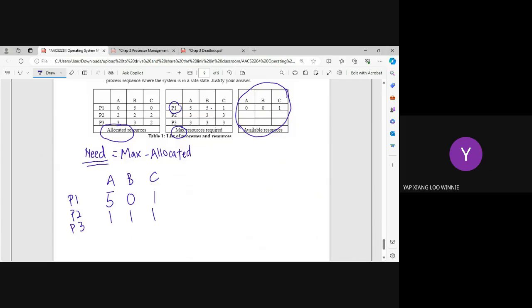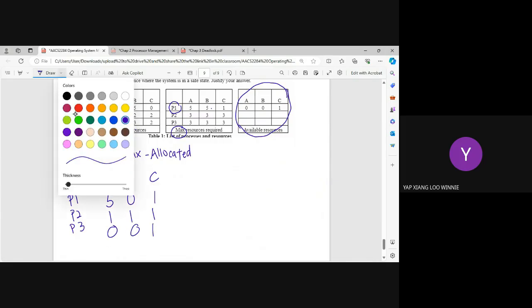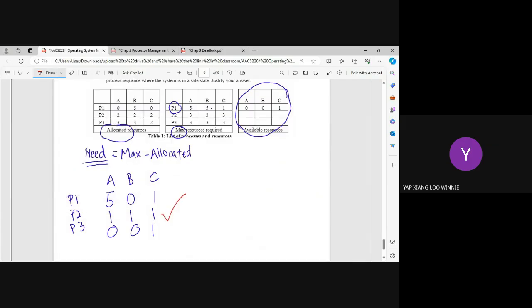3 minus 2, 1. Now you know how to do the calculation already, right? So for this part also, 3 minus 3, 0. Wait, let me use my mouse. So 3 minus 3, 0. 3 minus 3, 0. 3 minus 2, 1. So you get here 0, 0, 1. So this is your need. If you can calculate this, good, you have finished the first part.